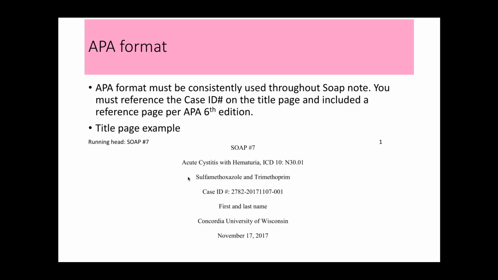The other thing, APA format. Make sure you do APA format. I put down an example title page. Remember your running head, your page number, and this is exactly how we want it to look, okay? So no excuses now because I have it all written here. You have to write the case number, they put the ICD-10, and you don't have to necessarily put the treatment underneath, but definitely just write acute cystitis and hematuria, or acute low back pain.